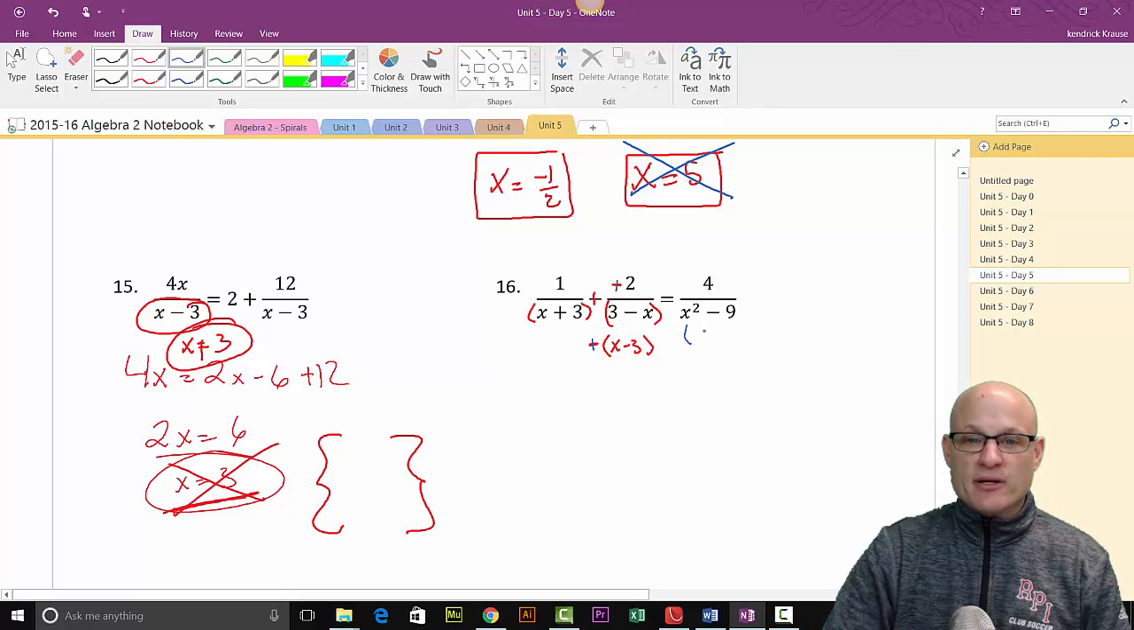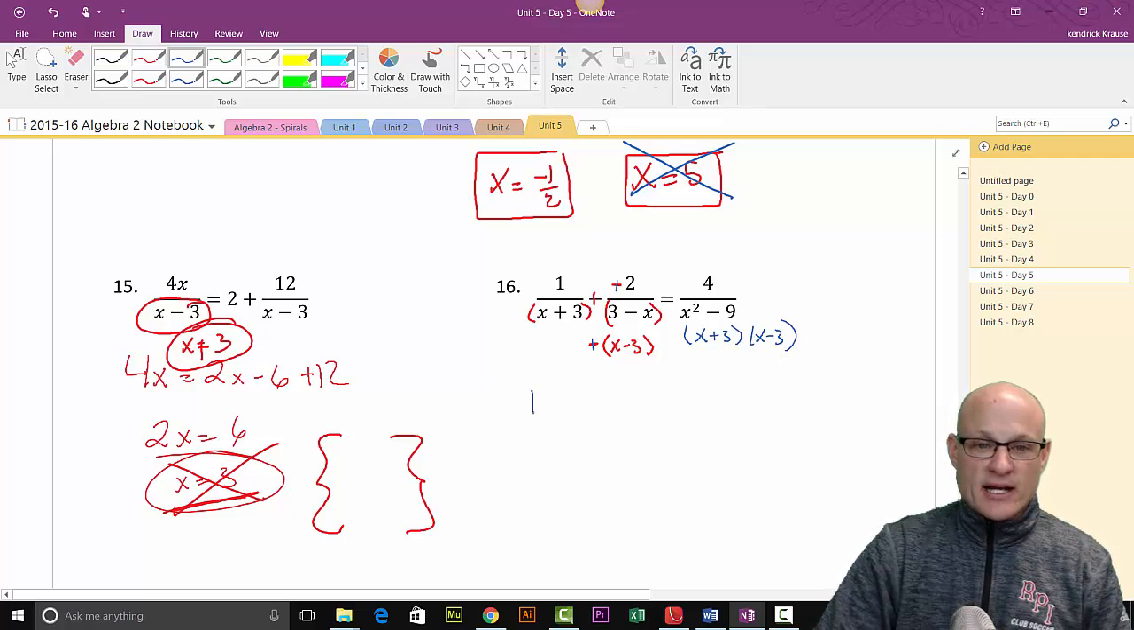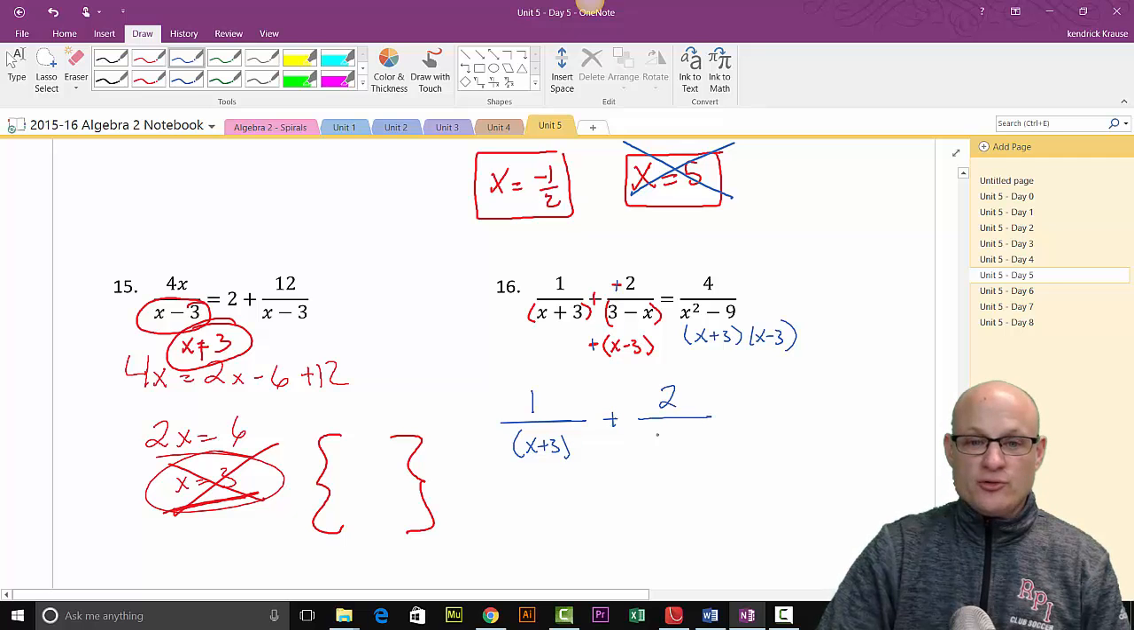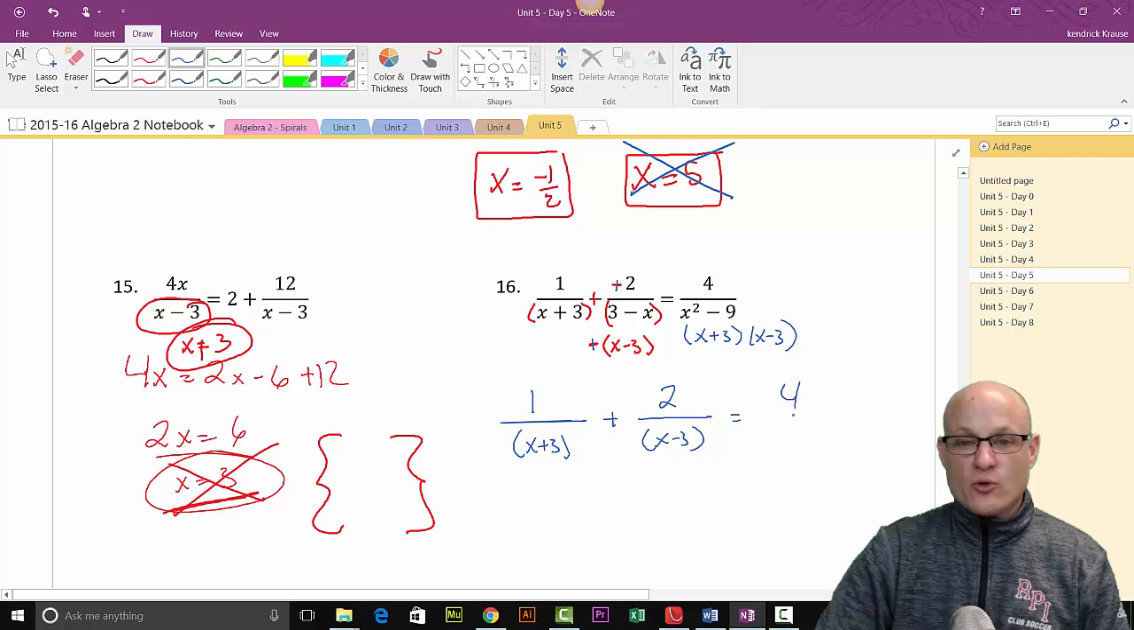And here my factored denominator is x plus 3, x minus 3. So let's see what I got. I got 1 over x plus 3 plus 2 over x minus 3 equals 4 over x plus 3, x minus 3.